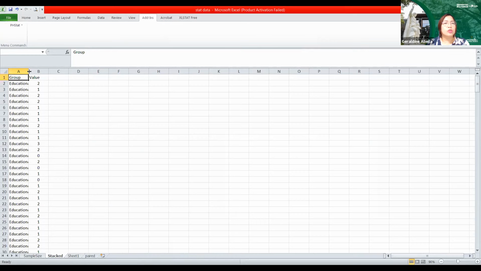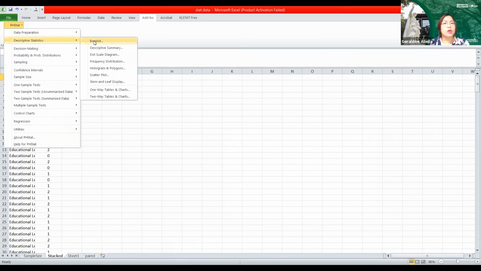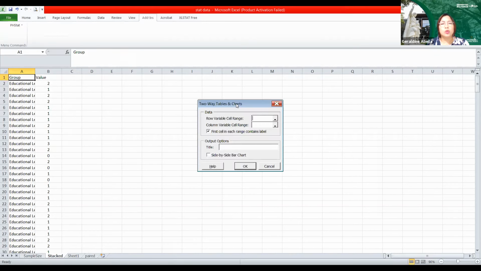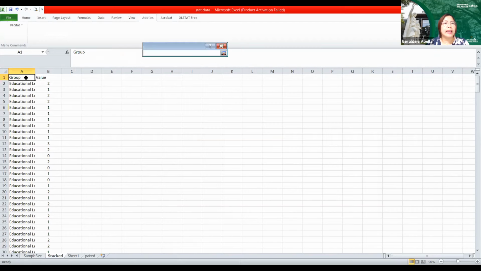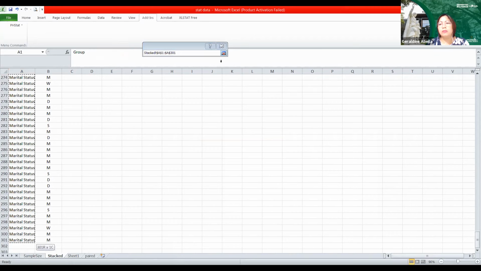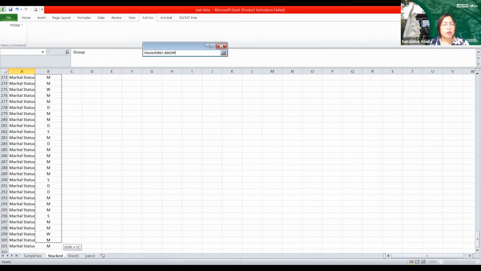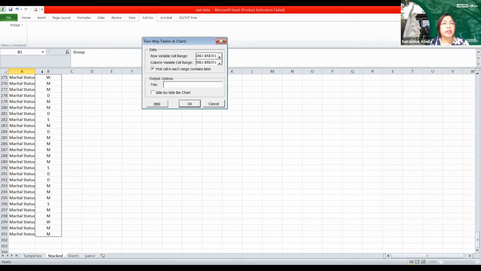This will put the values into two columns. The first column is the group, the name of the variables, and the second column holds the values. Then go back to PH Stat, go to descriptive statistics, and run two-way tables. For the row variable, highlight the first column, including all the values in the first column. Then for the column variable, highlight the second column, including all the values under it. You must tick this box because we included the labels of the two variables, and click OK.